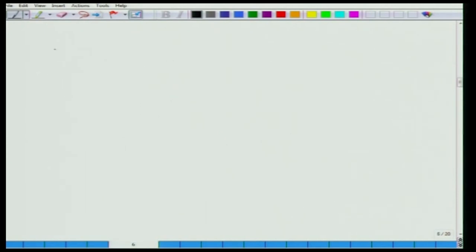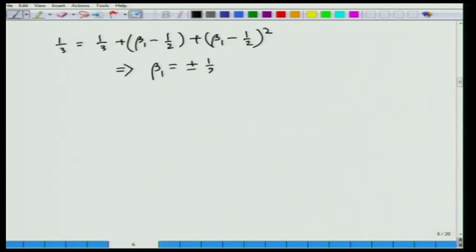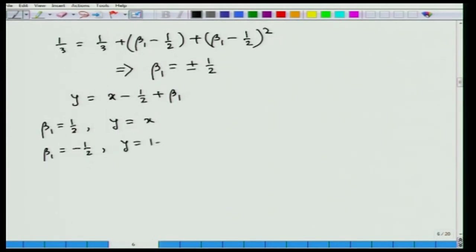And after evaluating these integrals, we find 1/3 equal to 1/3 plus (beta 1 minus half) plus (beta 1 minus half) whole square. So, 1/3 cancels from both sides, and solving for beta 1, we find the two values of beta 1 are actually plus or minus half. We have already obtained that y equals x minus half plus beta 1. Therefore, substituting beta 1 equal to half, we find y equal to x is a solution, and for beta 1 equal to minus half, we find y equal to x minus 1 is a solution.